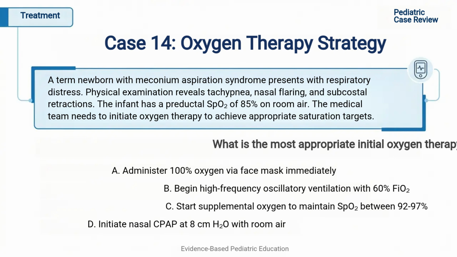What is the most appropriate initial oxygen therapy strategy? Option A. Administer 100% oxygen via face mask immediately. Option B. Begin high-frequency oscillatory ventilation with 60% fraction of inspired oxygen. Option C. Start supplemental oxygen to maintain oxygen saturation between 92 and 97%. Option D. Initiate nasal continuous positive airway pressure at 8 centimeters of water with room air.